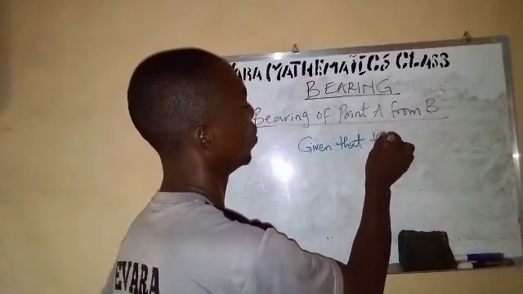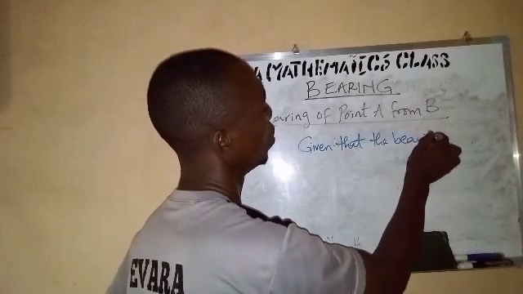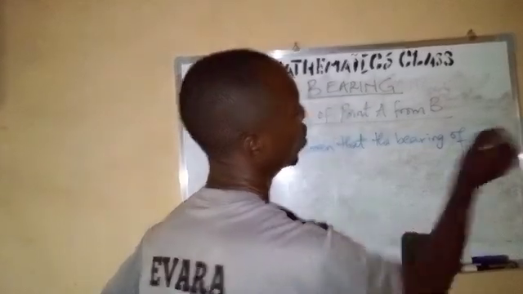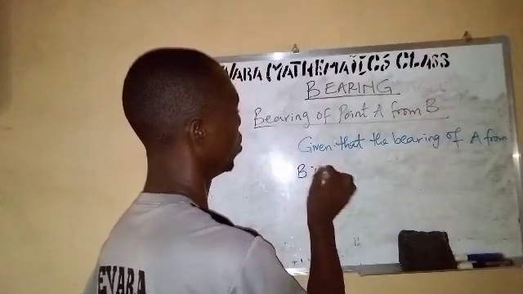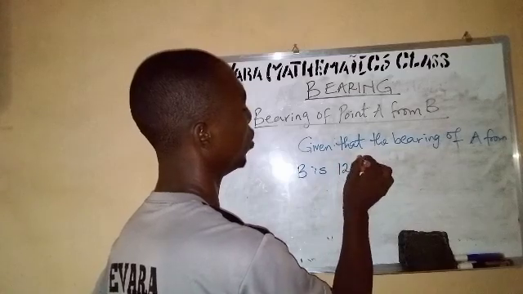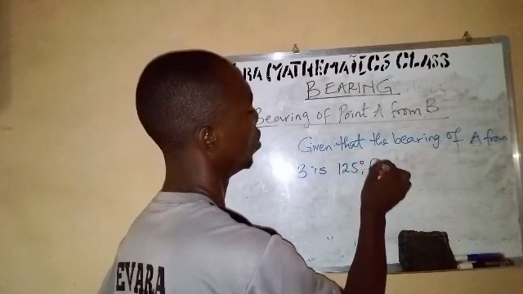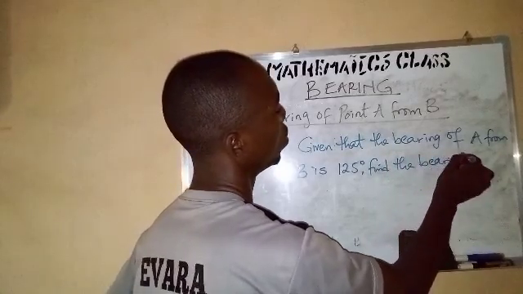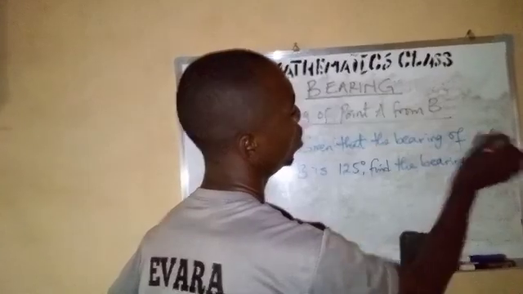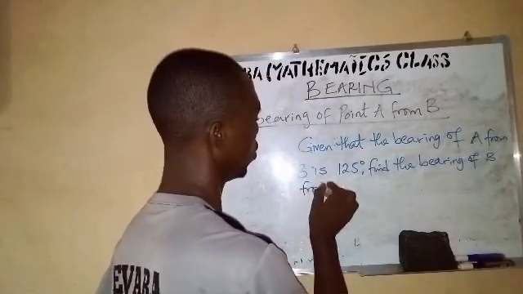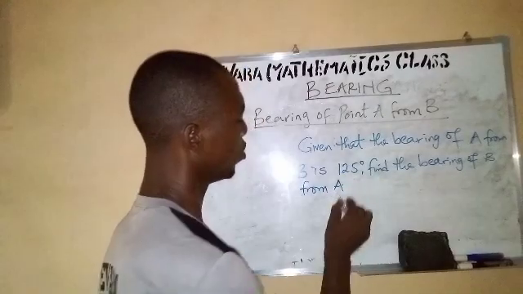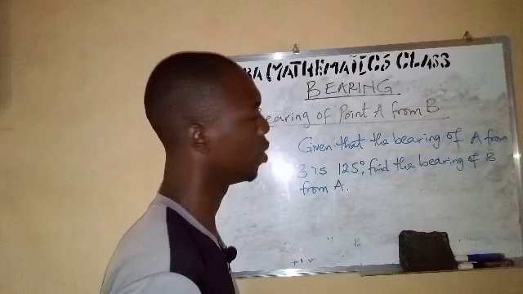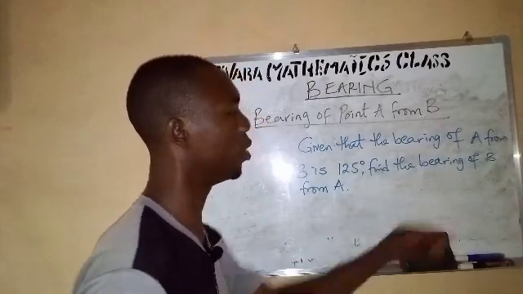Given that the bearing of A from B is 125 degrees, find the bearing of B from A. If the bearing of A from B is 125 degrees, find the bearing of B from A.